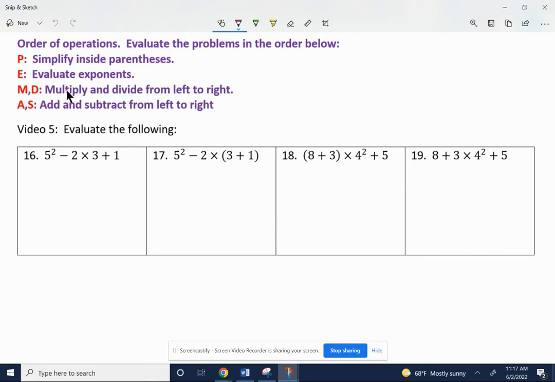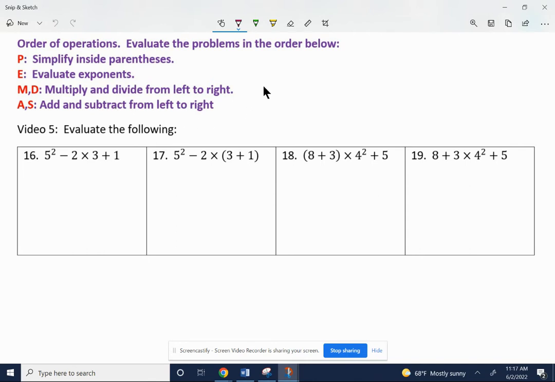Be careful. You don't multiply first and then divide next. You look to see what comes first from left to right. And then the last thing is doing addition and subtraction from left to right. Again, a common misunderstanding is that you add and then you subtract. But that's not necessarily true. It depends on what comes first, going from the left to the right. Let's work on these.